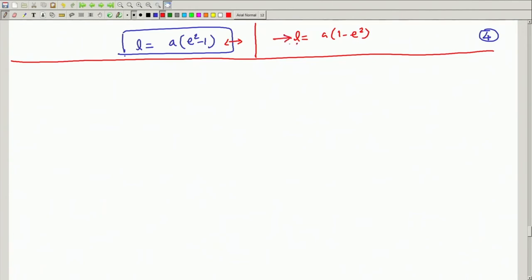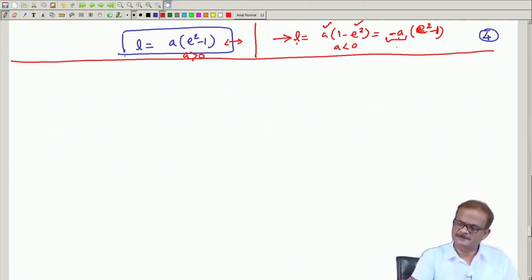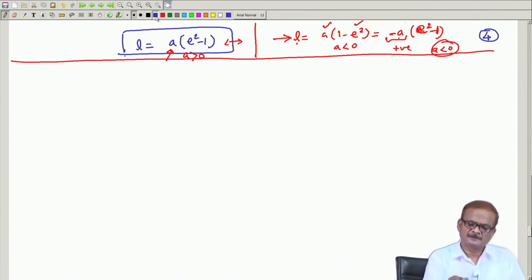This is your semi latus rectum and this is semi major axis and this is eccentricity, both are valid, but here in this case a is less than 0, here in this case a is greater than 0. So, say this, if I write it as minus a times e squared minus 1. Okay, so, you can see that this quantity l is a positive quantity. So, here minus a should be a positive quantity, that means a is less than 0. Here in this part a appears as less than 0, but here a is greater than 0. Okay. So, these are the two ways of writing the same thing.